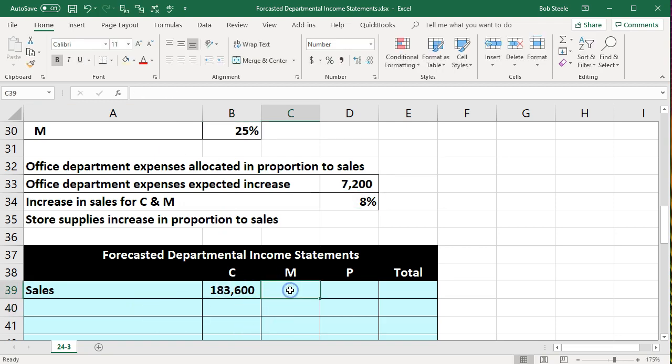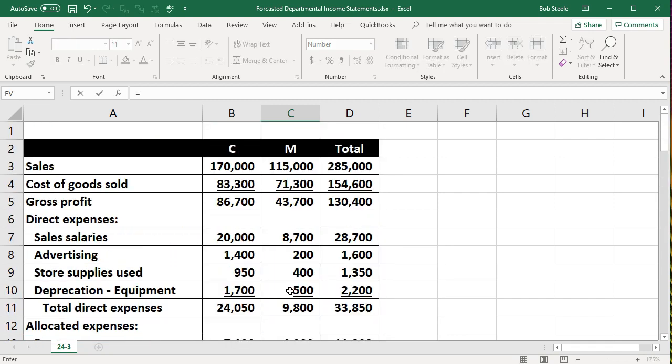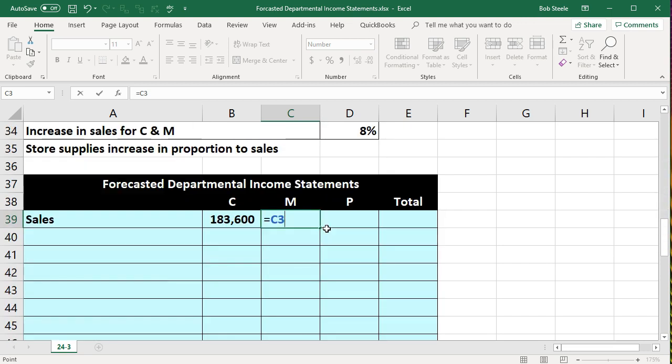So again, here's the formula. And then we'll do the same thing for M. We're going to say M equals, we'll go back up top, the 115. I'm going to scroll back down so we can see it, and then say plus brackets 1. We have to have the brackets around it because of order of operations. We're going to have to do this addition before the multiplication. So C3 times 1 plus 8%. In other words, it's taking the sales times 108%, and that gives us the 124,200.